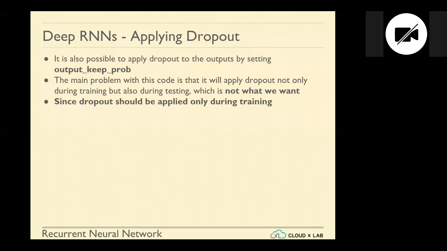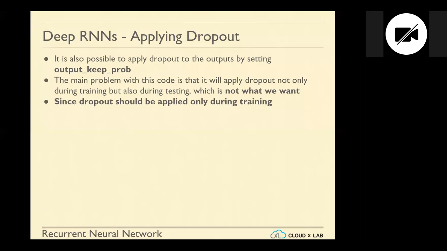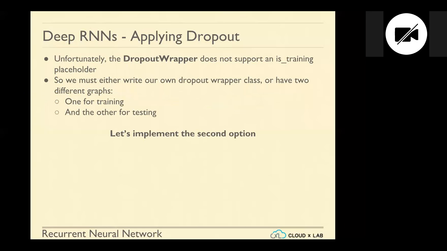The main problem with this code is that it will apply dropout not only during training but also during testing. All right, which is not what we want, since dropout should be applied only during training. There is a variable called output_keep_prob that we can pass. If we pass 0.5, that means we want a dropout of 0.5. But then every time we run the network, we will always have a 50% dropout, irrespective of whether we are testing or training. In both cases, we will have the dropout. So it's better to create your own wrapper.